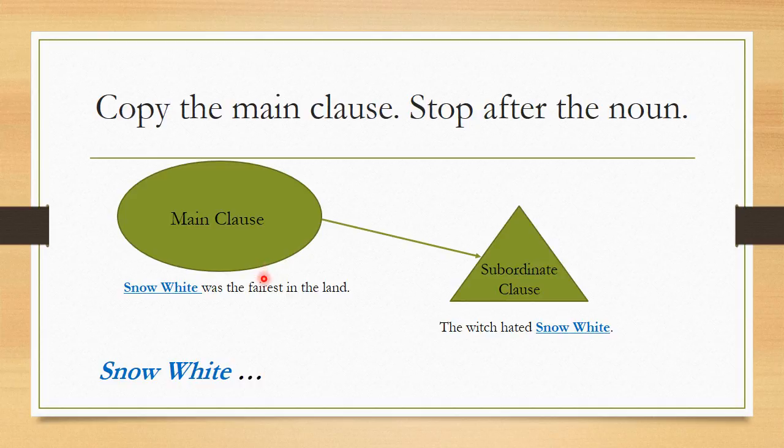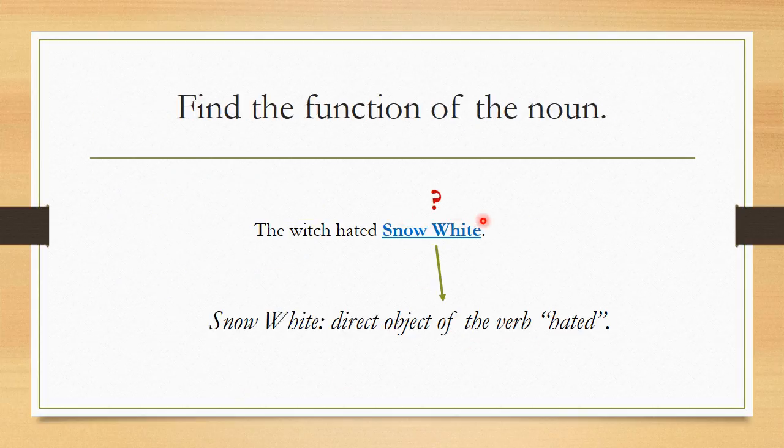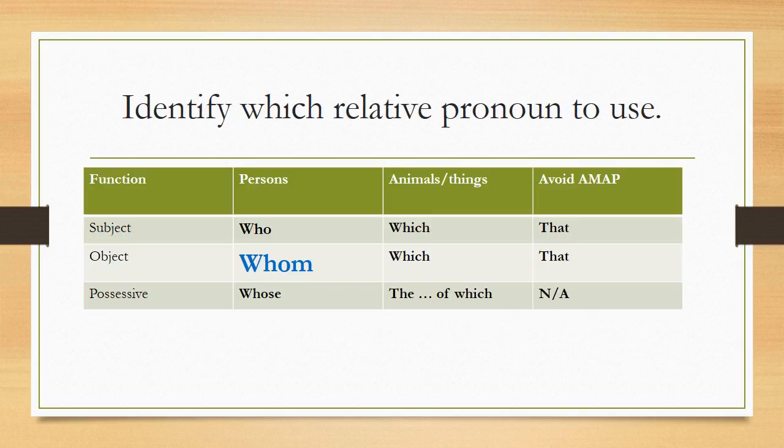And I'm going to follow the steps again. Copy down the main clause up to the noun you want to replace. And it so happens this time it's not the end of the sentence, it's right in the beginning. So Snow White, and I'm going to stop right here. And then look at this one. Figure out its function. The witch hated whom? Snow White. The witch hated whom? Snow White. It answers my question. So therefore, Snow White is a direct object of the verb hated.